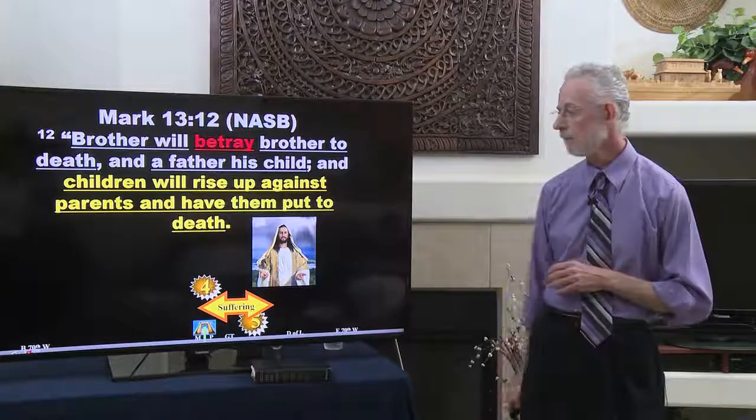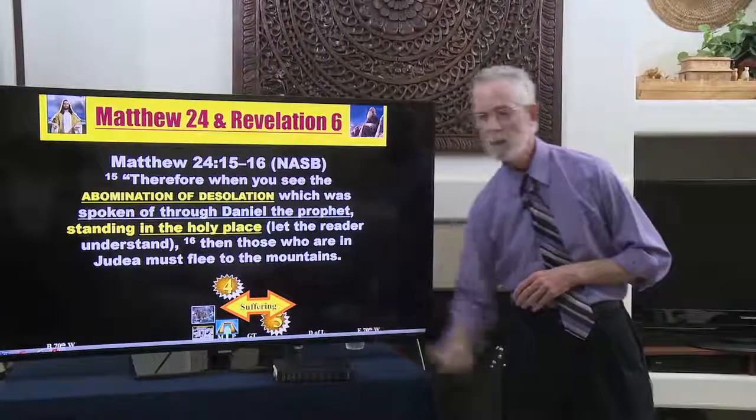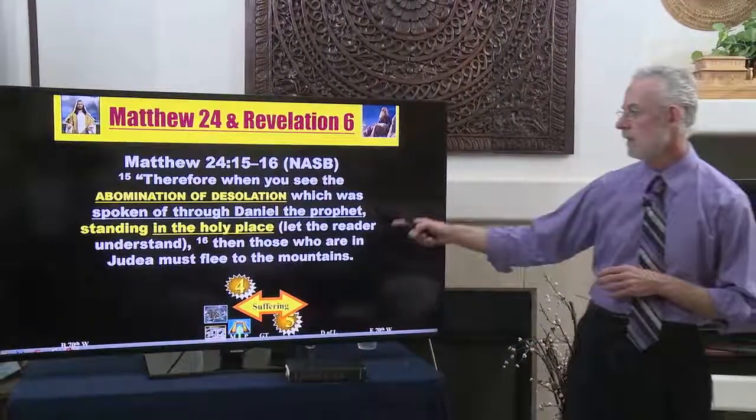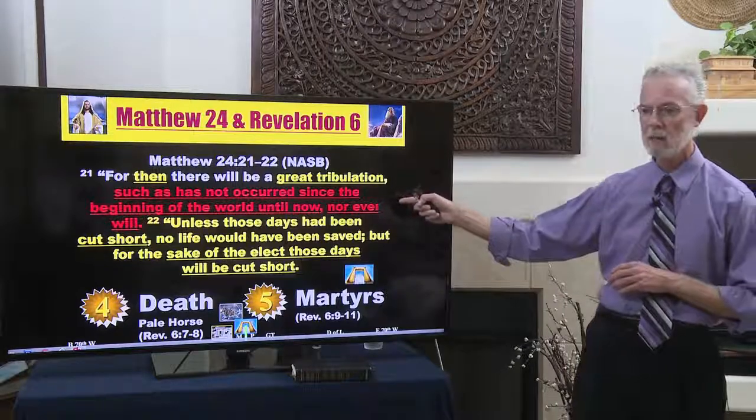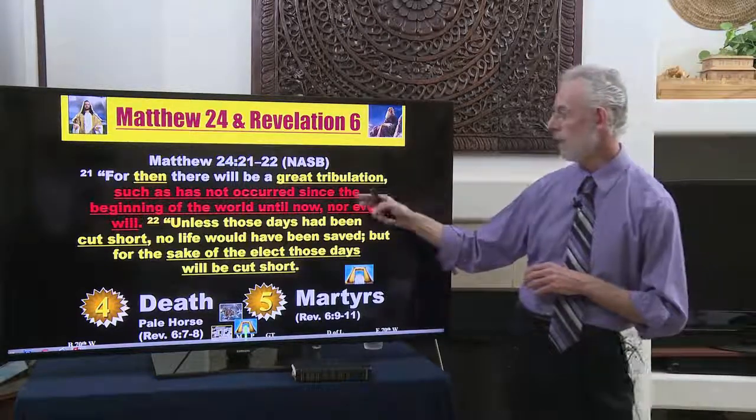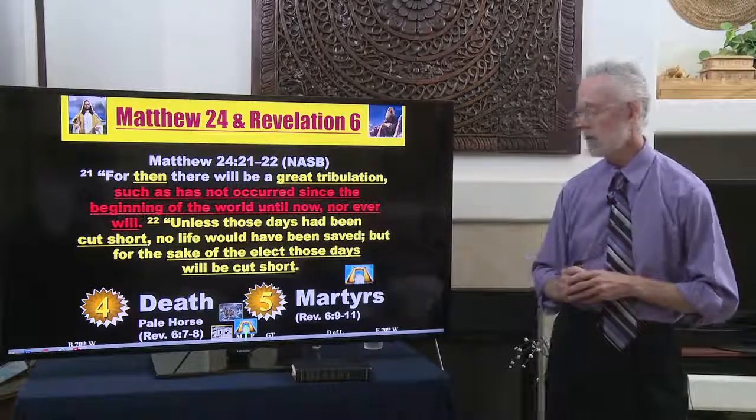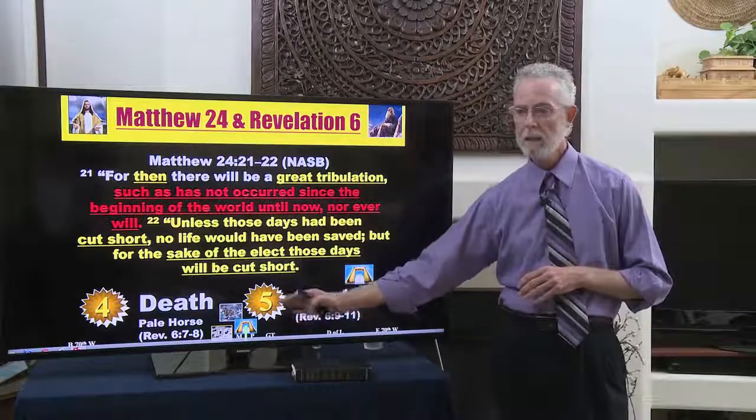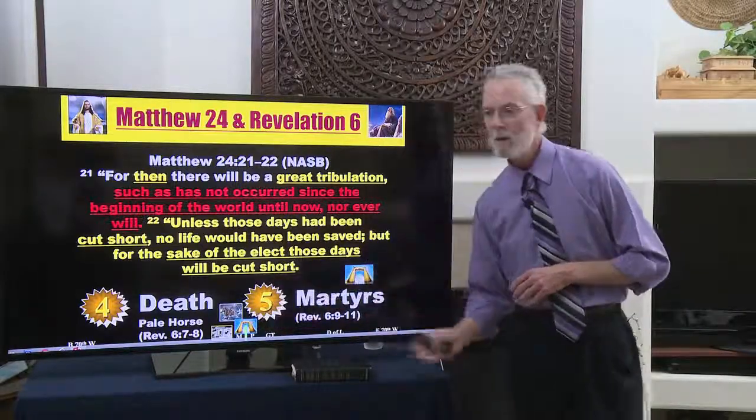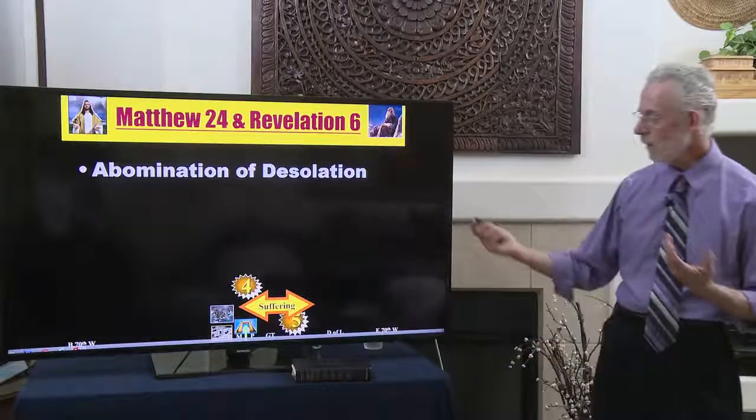Really bad, right? And Jesus said, when you see this, when you see the abomination of desolation, you see the Antichrist in the temple, and Jesus said, I told you about this, then he said, you better flee, because this is going to be the worst time in the history of the planet. There's going to be a great tribulation, such as not occurred since the beginning of the world until now, and unless those days have been cut short, no life would survive. But for the sake of the elect, those days will be cut short. They're going to be killing Christians, and Jesus says, if I don't cut those days short, none of you are going to make it.